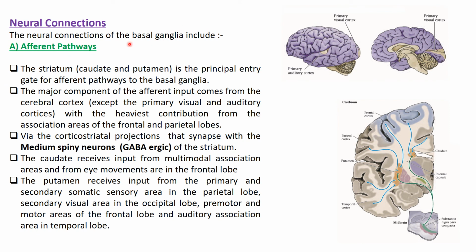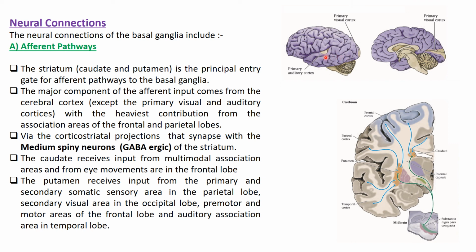Now we are going to look at the neural connections, the inputs and the outputs, or the afferent and efferent pathways for the basal ganglia. If we look here at the cerebral cortex, these areas represent the inputs to the basal ganglia. This means that the basal ganglia receives input from all areas of the cerebral cortex except the primary visual and primary auditory cortex.